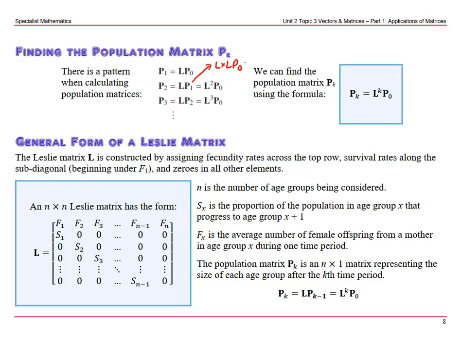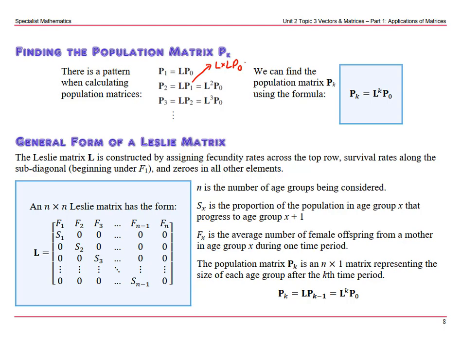So the general form of a Leslie matrix, which we've already talked about, is constructed by assigning fecundity rates across the top row, survival rates along the sub-diagonal beginning under F1, and zeros in all other elements. You can see that Leslie matrix in the blue box here. N is the number of age groups being considered. S is our survival rate from age group X to age group X plus 1, remembering that the survival rate for the very last group is 0.